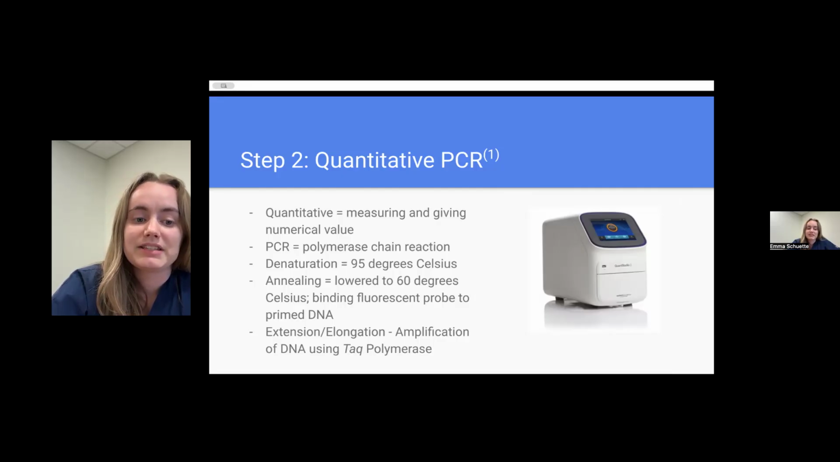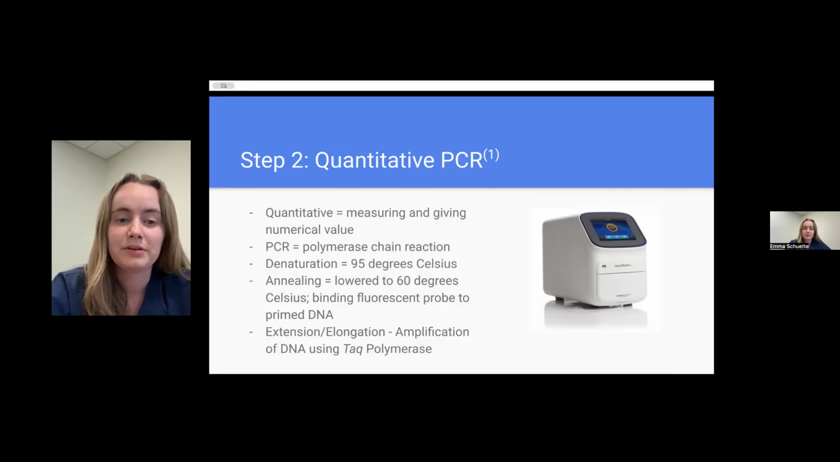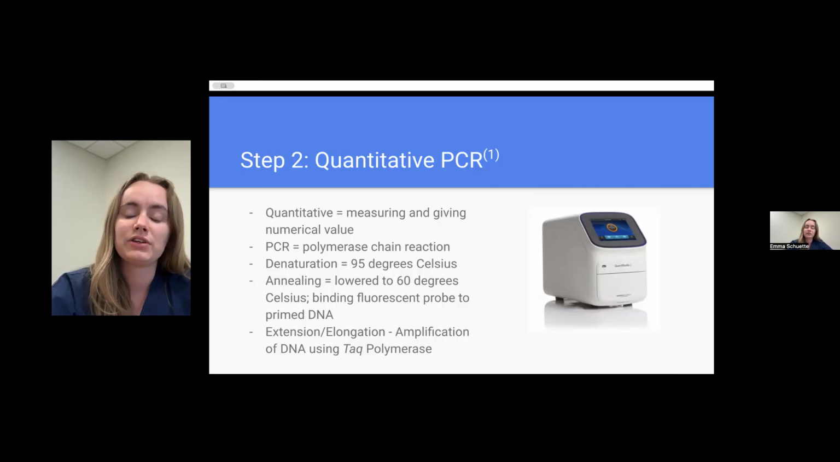The last step is extension or elongation. This is where that amplification of the DNA occurs, and that's done with Taq polymerase, which is another enzyme, that allows that reaction to occur. Taq polymerase can only amplify DNA, which is the reason that we have to convert the RNA into DNA to be able to measure it or quantify it.